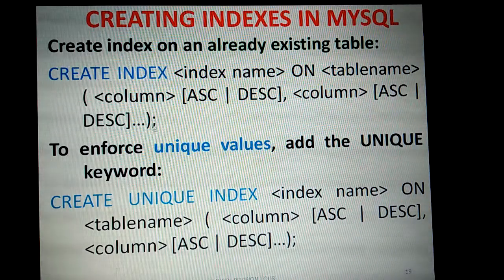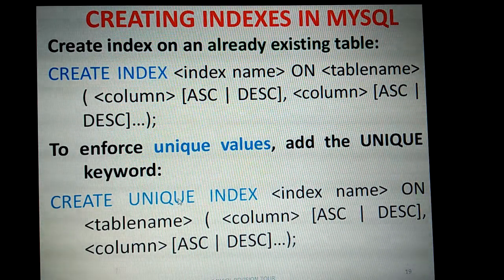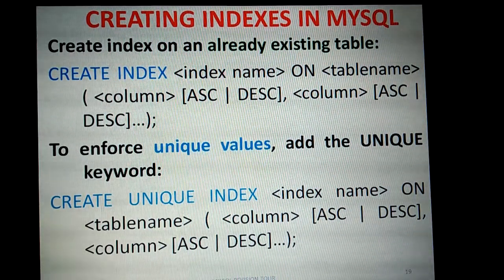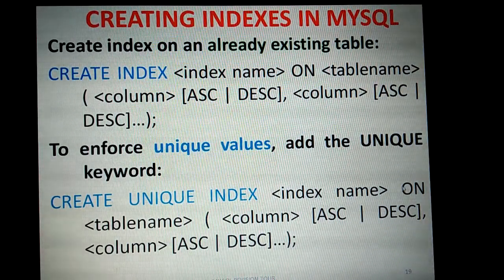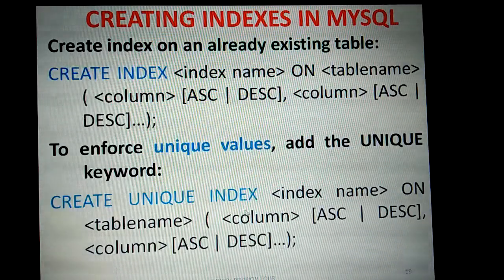To enforce unique values, that is different values, add the UNIQUE keyword. If you want unique values only for the index field, you can add the unique keyword along with this create command. So: create unique index, the index name we need to give, on the table name we need to give, and the column we need to pick from the table. At the end, the parenthesis.